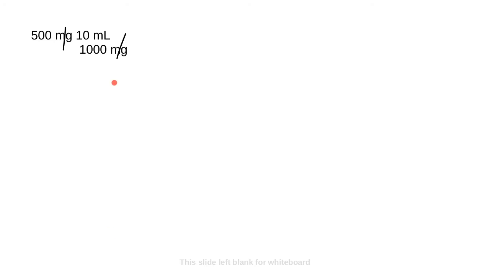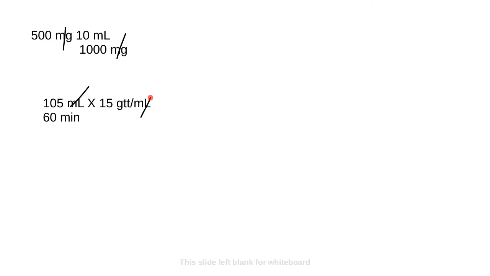It's 15 GTT per ml. And drip rate formulas will always come out in GTT per minute. So if I dimensional analysis this, my milliliters cross out, and I'm left with GTT per minute. So let's all do this together.